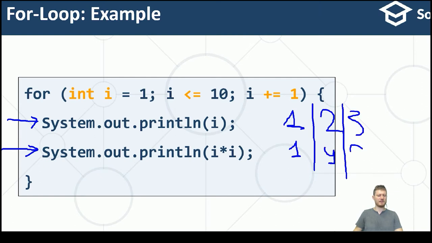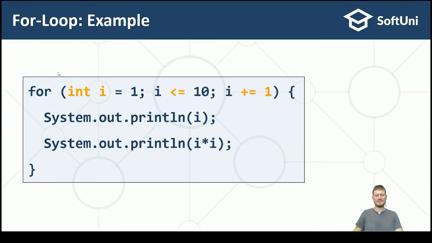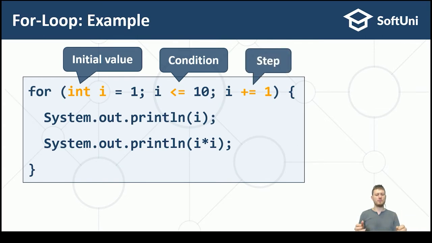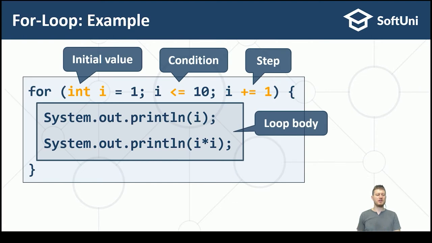At the next iteration, it will print 3 and 9, etc. So this is how this works. This is called the initialization part of the for loop, the initial value, where we declare and assign the so-called loop variable. This is the condition part of the for loop. This is the so-called step part of the for loop. And this is the so-called loop body.